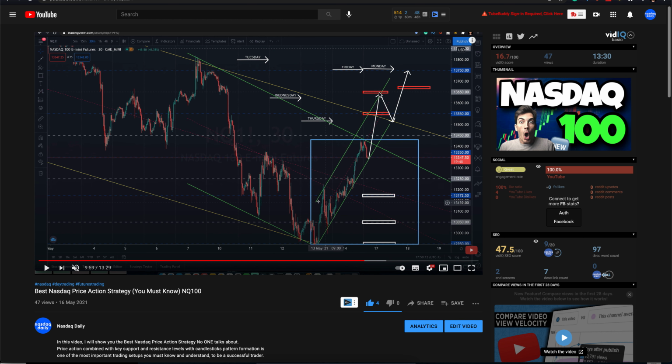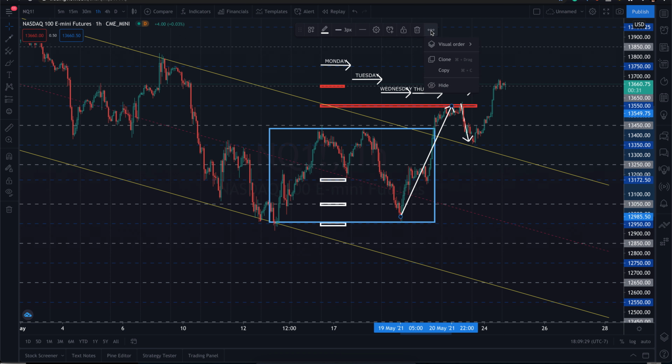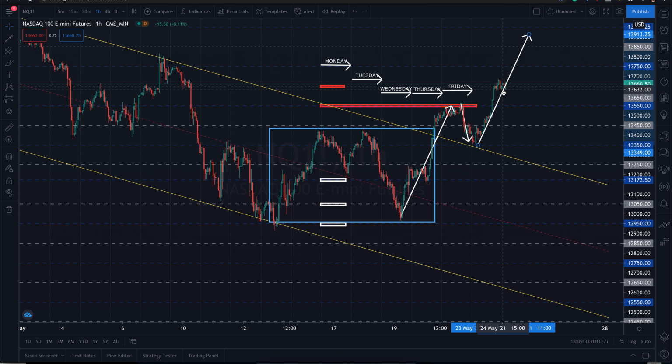We're going to go out, and then we're going to come back and retest the channel on the outer side, and then we're going to continue. This is exactly what happened here. This is your pullback to the channel. And then this is the initial push. And once we clone this, now we also have a target.